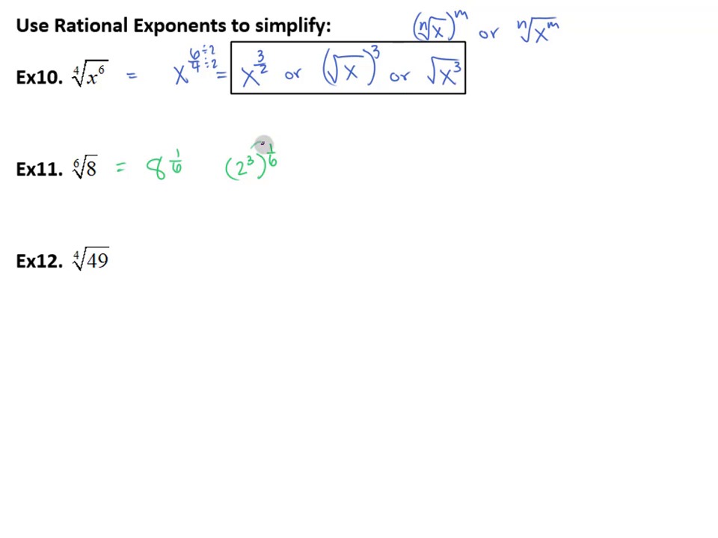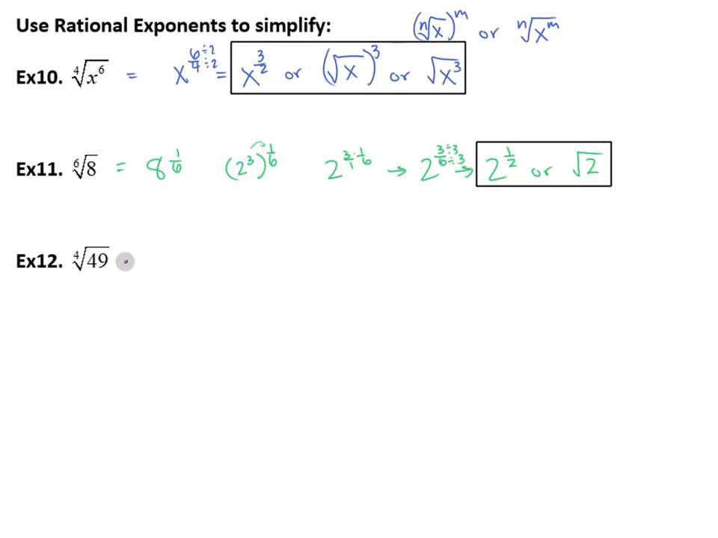And now if we're doing a power raised to a power, if you remember our properties of exponents, you can multiply them, which would give me 2 to the 3/6. And reducing that, dividing top and bottom by 3 to reduce, we get 2 to the 1/2 power, or the square root, right, the second root of 2. Remember, for square roots, we don't need to write the index in there. So 2 to the 1/2 power, or square root of 2, is the same thing as the 6th root of 8. Much simpler version to get the same value.